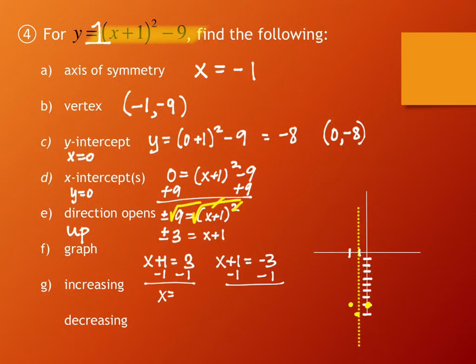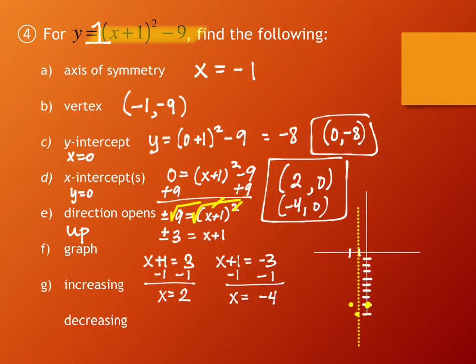So then what is 3 minus 1? 2. And what is negative 3 minus 1? Negative 4. Now remember, these are ordered pairs. So my x-intercepts are y is 0, but now I have x is 2 and x is negative 4. These are my two x-intercepts.